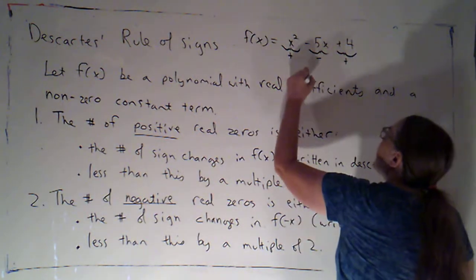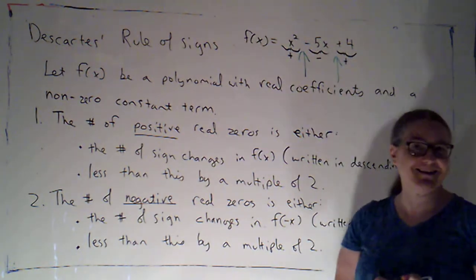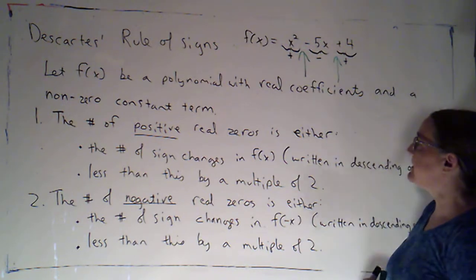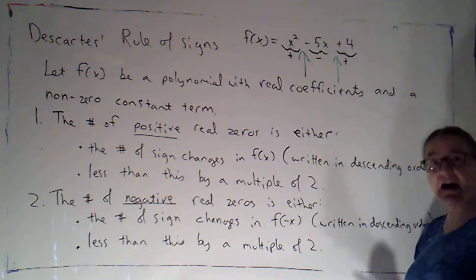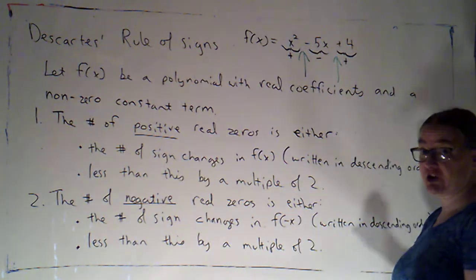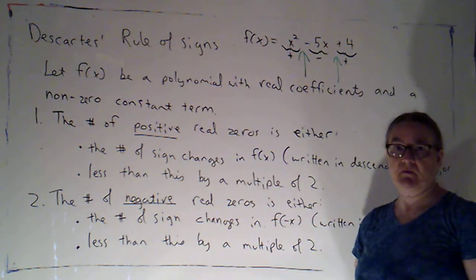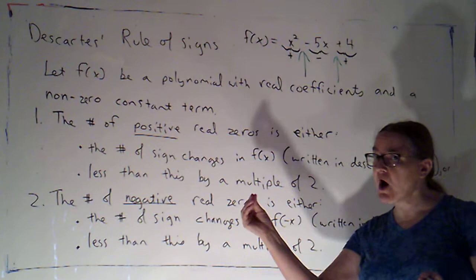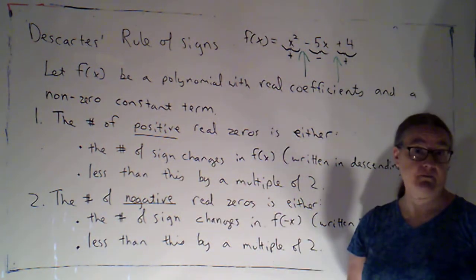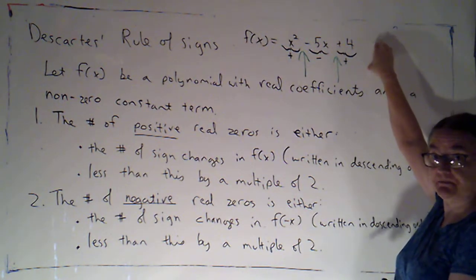So now I can look and I can say, that's where we change the signs. So there were two sign changes. So one possibility is that this could have two positive real zeros. The other possibility is that if it doesn't have 2, it's going to have less than that by some multiple of 2. So it couldn't have just one positive 0. It could have 2, or I could go down by 2. It could have none. Okay, those would be my two possibilities in this particular case.